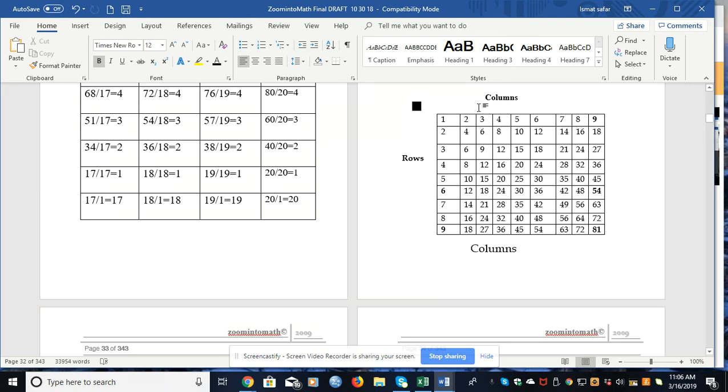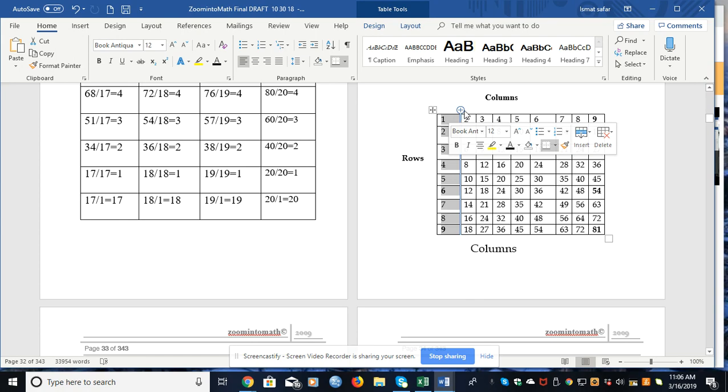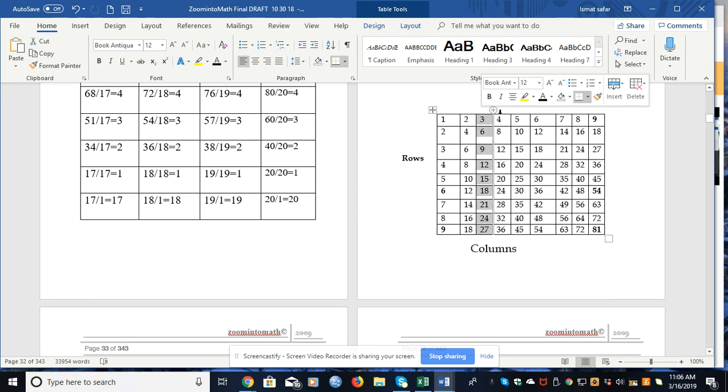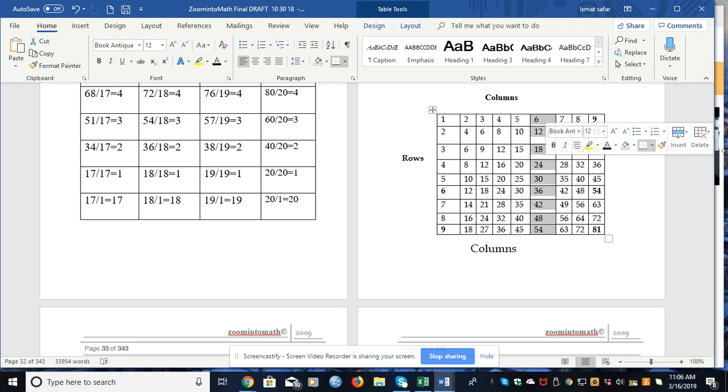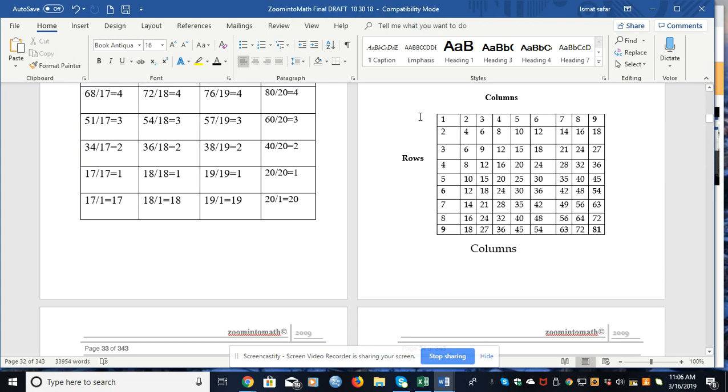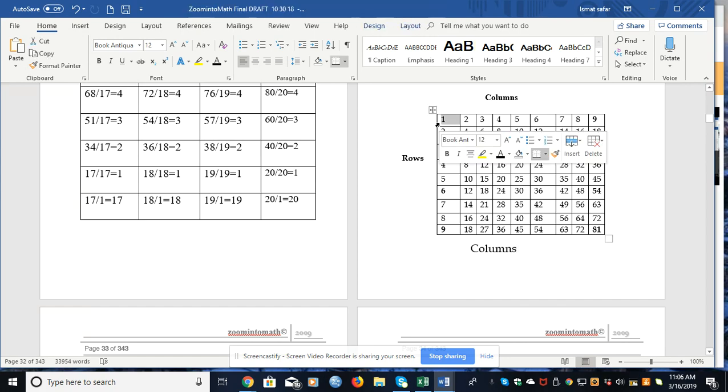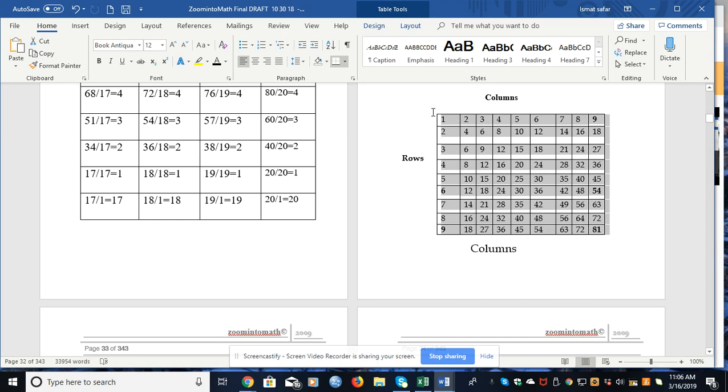Now we have columns here. This is columns: column 1, column 2, column 3, column 4, column 5, column 6, etc. And then we have rows. These are row 1. I didn't highlight well. These are rows. Row 1, row 2, row 3, row 4, row 5, etc.